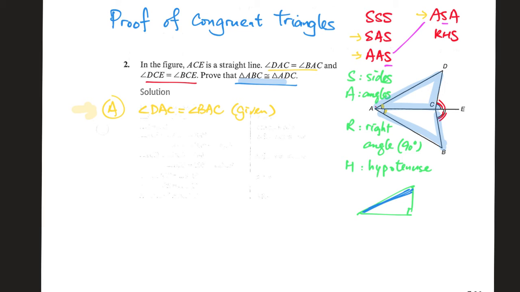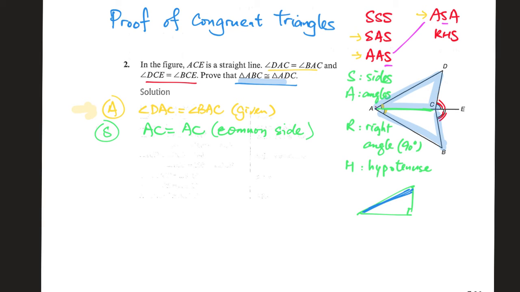Besides the given angle, which is the first A we have written, the other way we can start the question is to seek some common side. For example, the blue one now in the picture. You will see AC and AC are equal to each other because it is a common side in the triangles. So it is also a very good start because you have an S here already. Now we have S, we have A, so we are now seeking the third equal side or equal angle in order to say that the triangles are congruent.